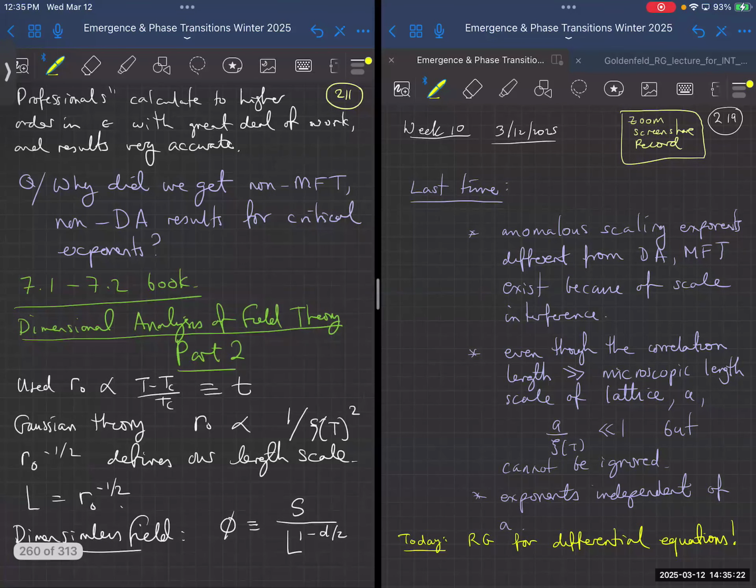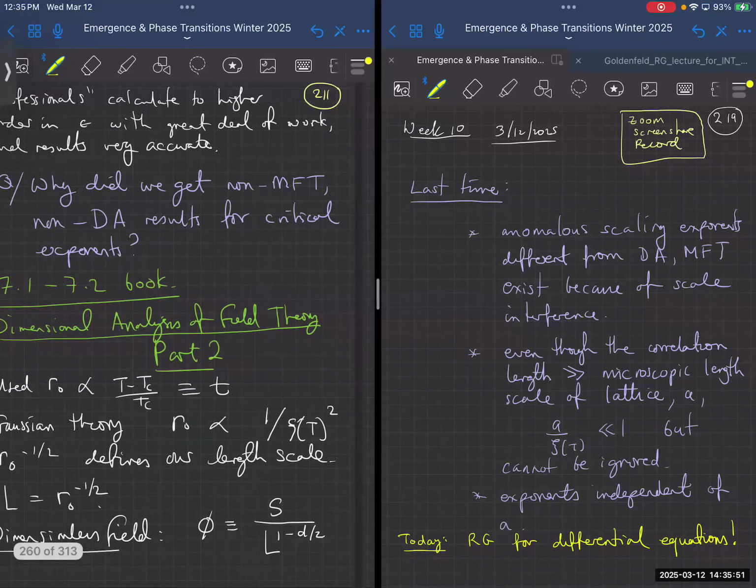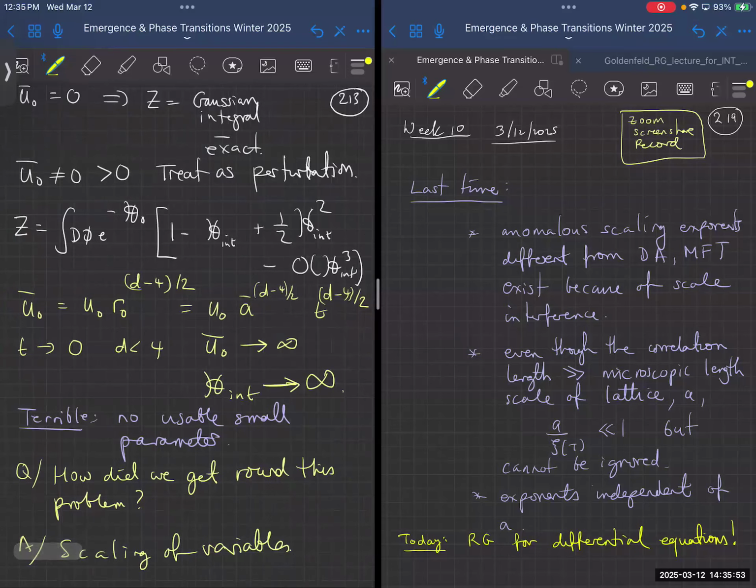And then at the end of last lecture, I went back to dimensional analysis. Now you'll remember the first thing we did in this course was I taught you dimensional analysis, okay? And then we did dimensional analysis on field theory, and I derived for you the mean field exponents by dimensional analysis. And then on Monday, I asked, how did we get anomalous dimensions in this renormalization group calculation with all these Feynman diagrams? And I explained to you that what is happening is that we get a scale interference.